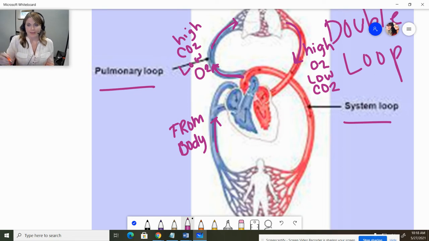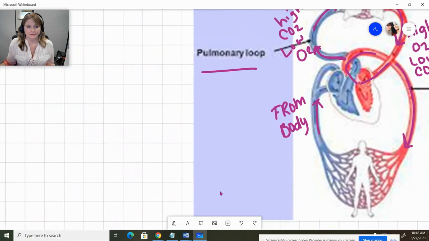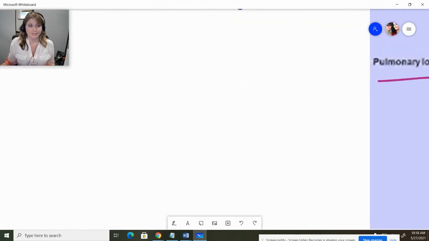Okay. And then it makes its way back to the heart, where it is then pumped back through the systemic loop to the rest of the body to oxygenate all of the cells in the human body. So that's our double loop circulatory system. In the lungs itself, you have something called gas exchange that takes place. What's interesting is this is where we get that concept of diffusion coming back, right?